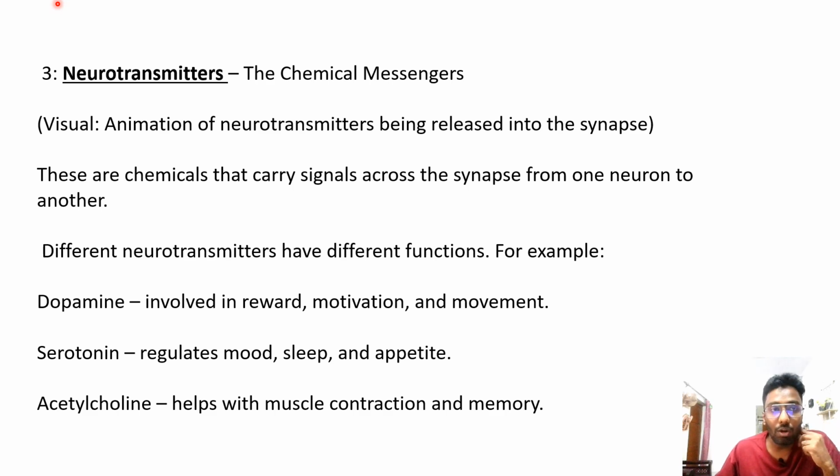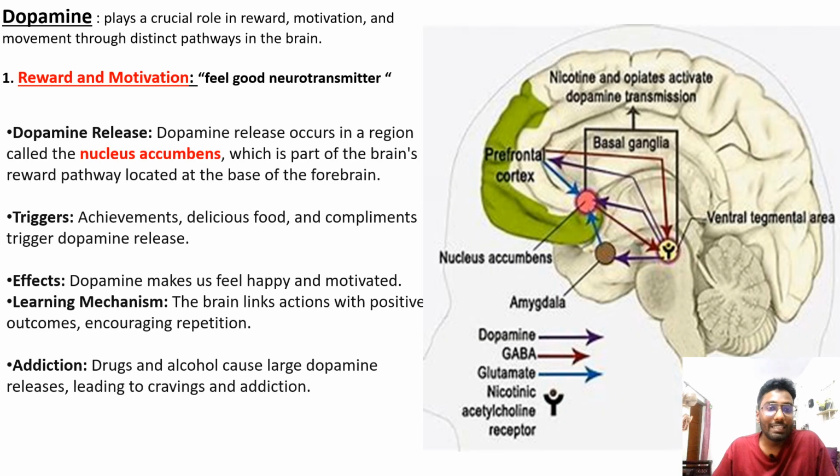Now let's see about dopamine. Dopamine plays a crucial role in reward, motivation, and movement through distinct pathways in the brain. Why did I mention distinct pathways? Because dopamine released from this area, the nucleus accumbens of the brain, which is located at the base of the forebrain, is responsible for reward and motivation.